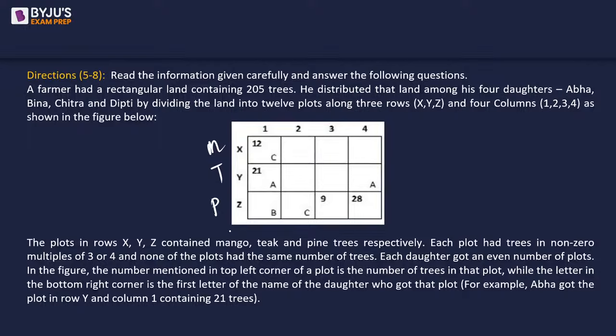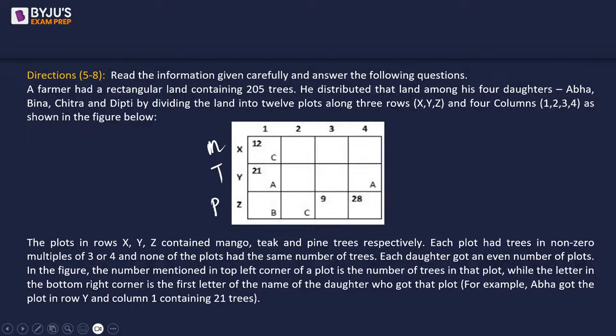Each plot had trees in non-zero multiples of 3 or 4. यानी कि हर नंबर जो होगा आपका वो 3 के टेबल में 3, 6, 9, 12, 15, 18 and so on, और 4 के टेबल में that is 4, 8, 12, 16, 20 and so on होगा. 0 नहीं allowed है. And none of the plots had same number of trees. That is, the number of trees in every plot is going to be a unique number.